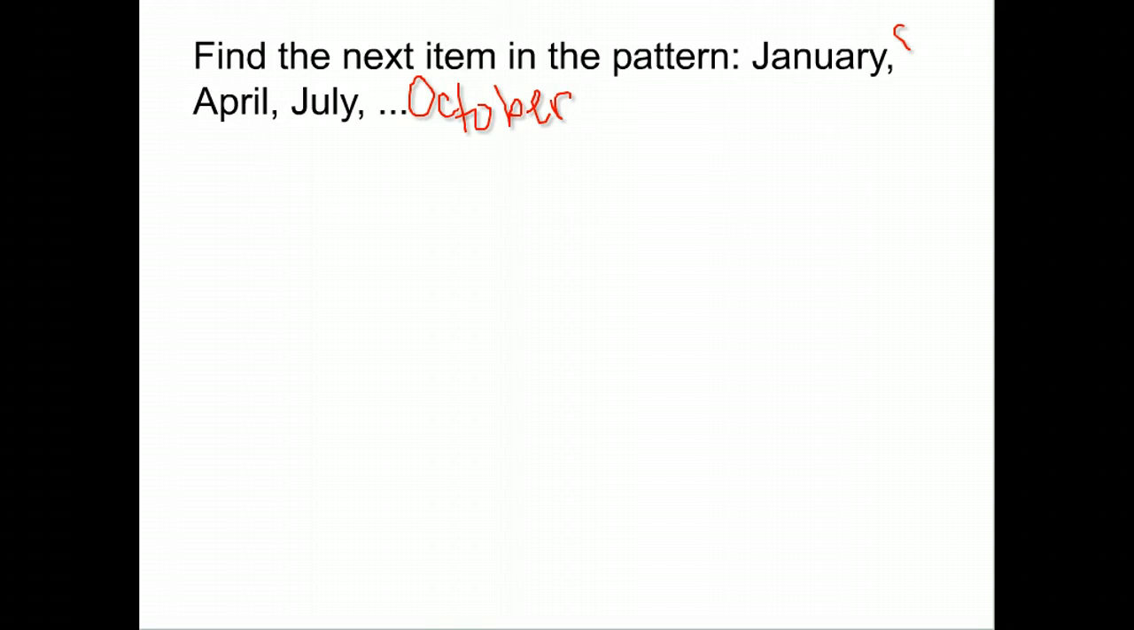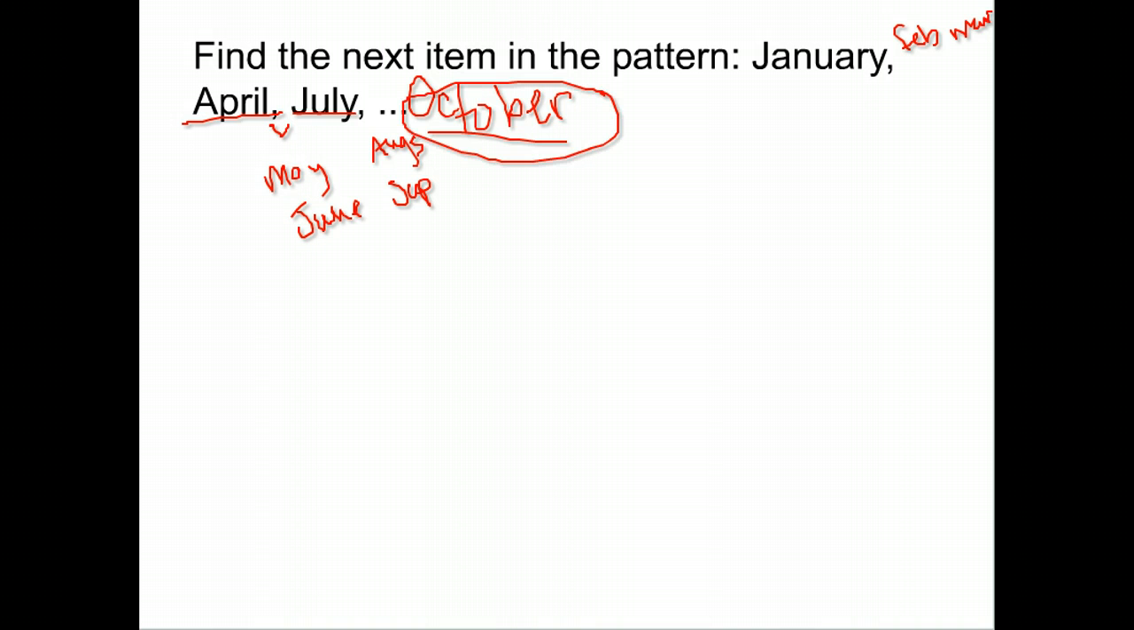Every third month. Okay, so notice we have January, February, March, then we write down April, May, June, July, August, September, October. I think that you're probably right. The next item in that pattern would be October. Every third month was their pattern.